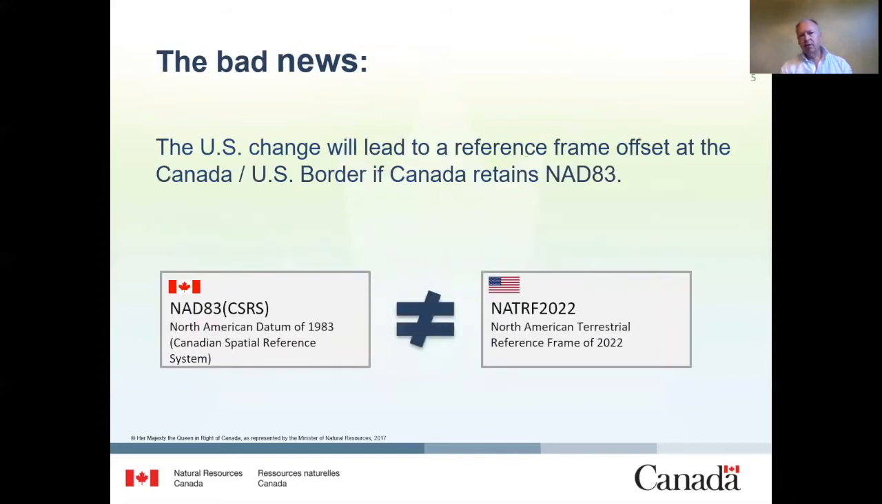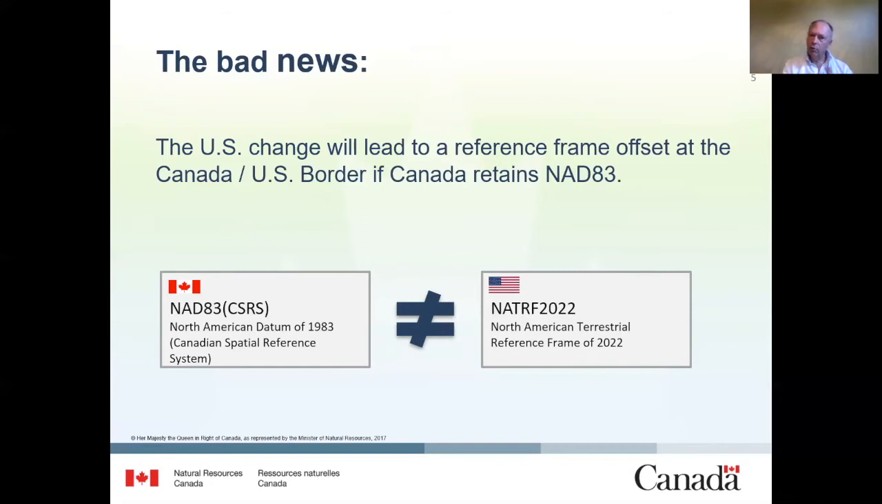The bad news is, and I've been alluding to this, that the spatial reference system, the geometric system, NAD 83, will no longer match Natura F2022. Because they're changing that geopotential location and a number of other small factors, these two will not be the same. And this would be, if Canada does not change, the first time really in our history that we've not had a consistent frame in this geometric frame with the United States.